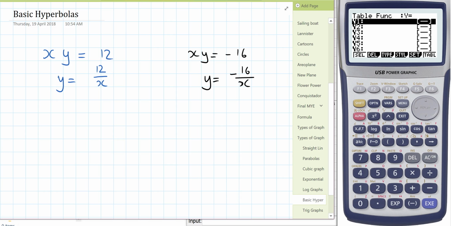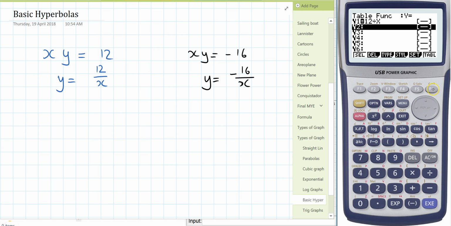As always, we're going to use the graphics calculator. Now, if we have a look at the graphics calculator, you'll see up at the top over here it says the table function that we're going to use is going to be the function y equals something. So we need to have the equation in this format over here where y is the subject. So I'm just going to enter this in. Y equals 12 divided by x, and execute it over here.